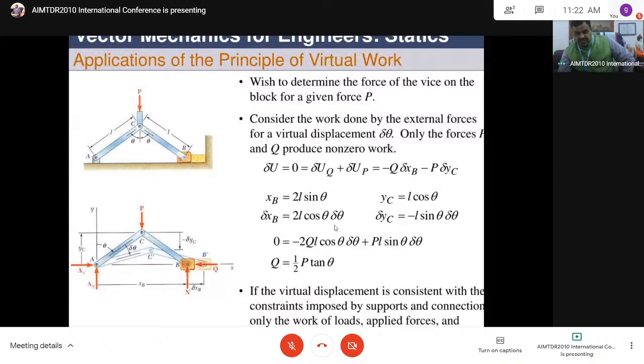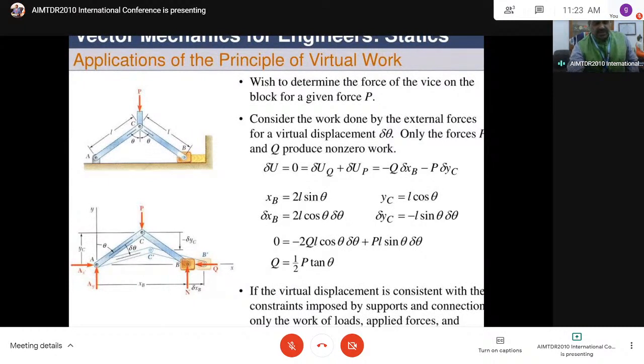Now this is the equation we get: Q is equal to half P tan theta. That is the force which is required, Q in terms of P. If the virtual displacement is consistent with the constraints imposed by supports and connections, only the work of load, applied forces and frictional force need to be considered. If the friction is also considered, due to the constraints imposed by the supports. Okay, so this is a simple mechanical engineering problem.